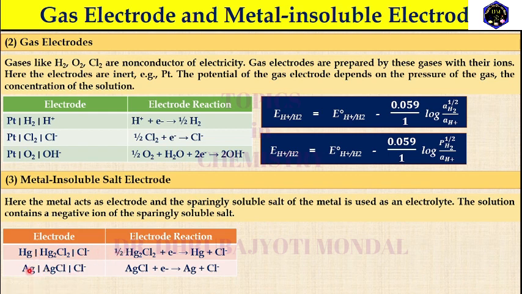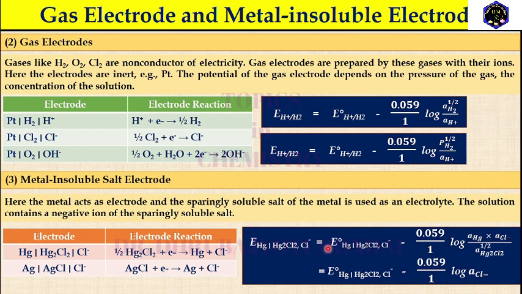Another example is given here, Ag, AgCl, Cl minus. So here Ag is the electrode, AgCl is the sparingly soluble salt, and Cl minus is present in the electrolyte. So how can you write the cell reaction? AgCl plus electron converts to Ag plus Cl minus. So this is the AgCl electrode.